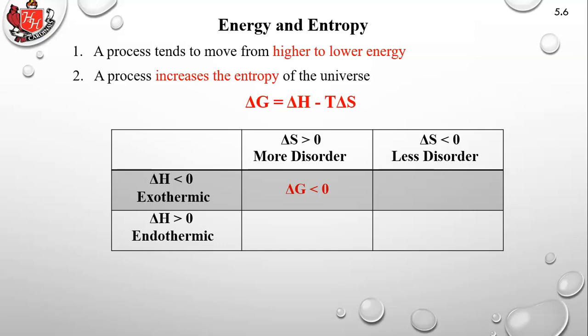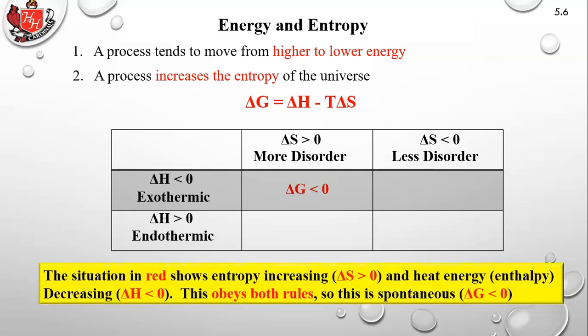So if delta S is greater than 0, that's more disorder, that's natural. That's what the universe wants to do. And if the reaction is exothermic, it gives off heat energy, that's also natural. So that reaction is definitely going to go forward if it has both of those characteristics. So delta G is going to be less than 0. Your free energy is going to decrease. That means the reaction is spontaneous from left to right in the forward direction. So the situation in red shows entropy increasing and heat energy, enthalpy, decreasing. This obeys both rules, so this is a spontaneous reaction.